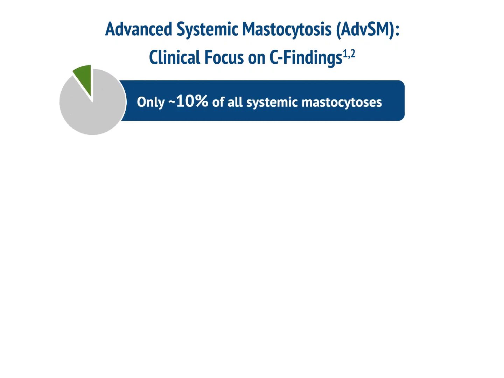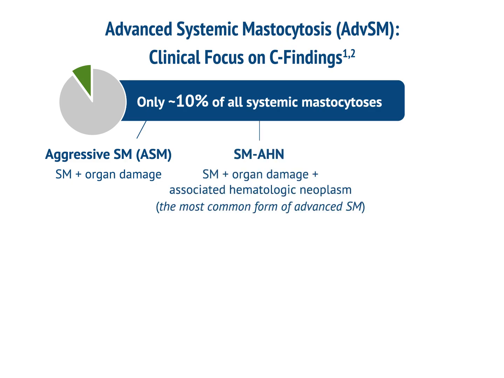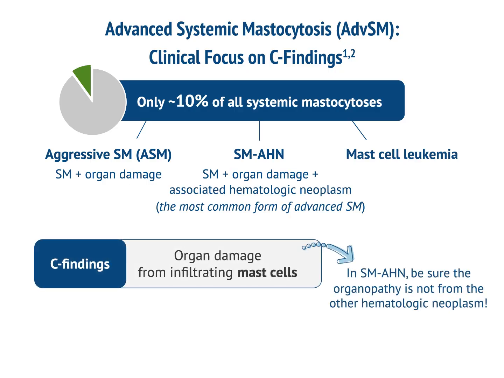Advanced SM is about 10% of all SM. When it is just SM and there's no other hematologic neoplasm and you have organ damage via C findings, that's aggressive SM. When you have SM with another associated hematologic neoplasm, that's SM-AHN, and then we have mast cell leukemia, which is the third form. So advanced SM comes in these three flavors, most common being the SM-AHN. And there, one has to be careful whether the organ damage is from the SM component or the AHN component.